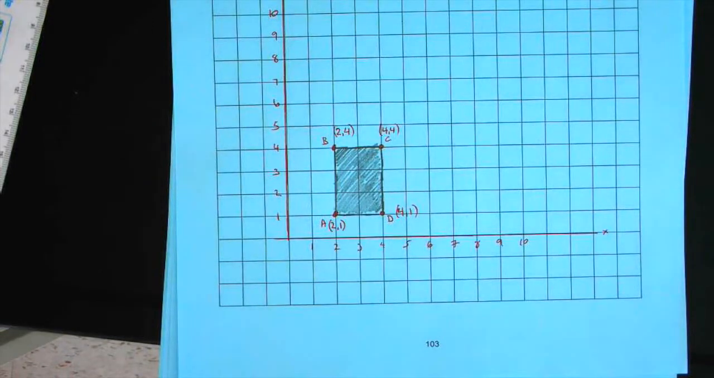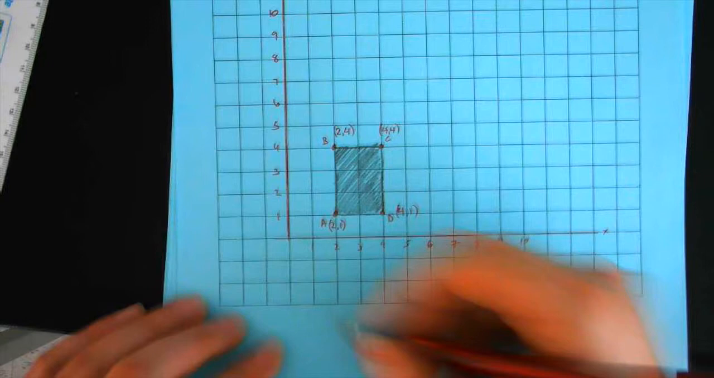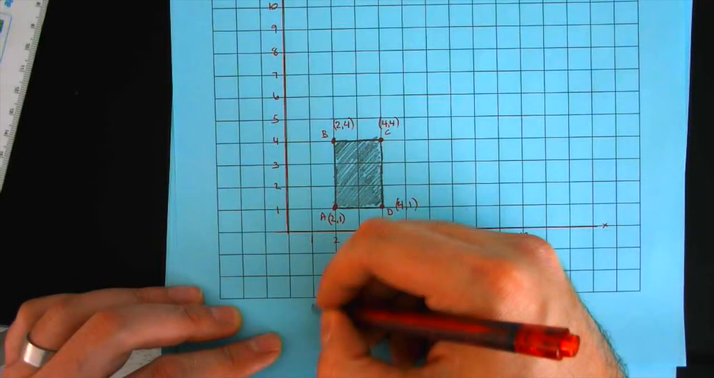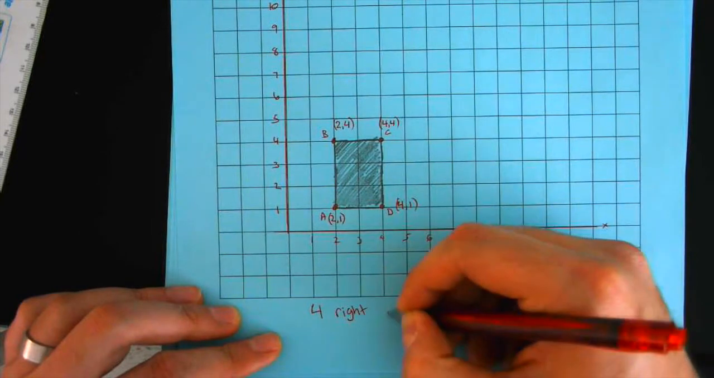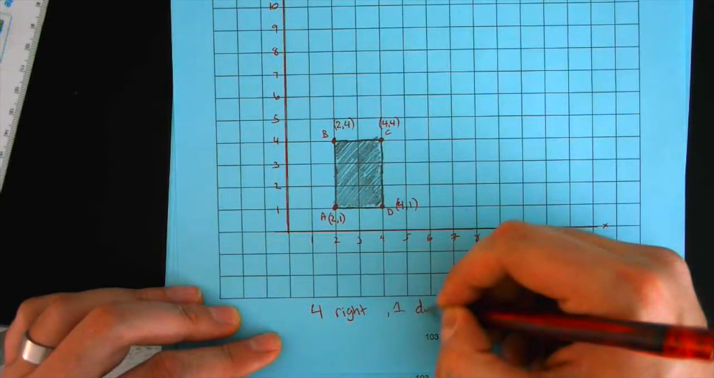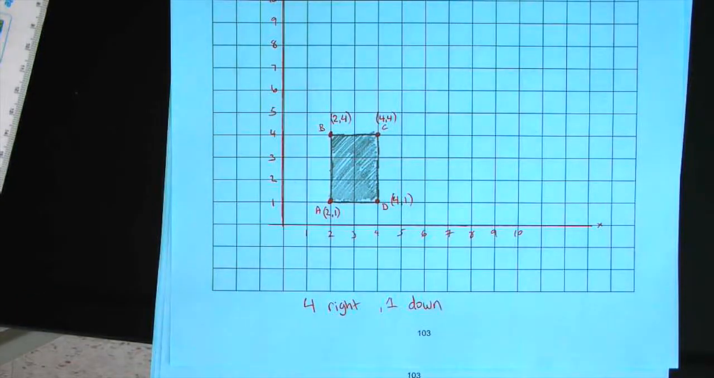So now I want to move this. I'm going to slide it across somewhere else. And I would like to slide this. Let me write it down here: 4 right, 1 down. How would I do this?